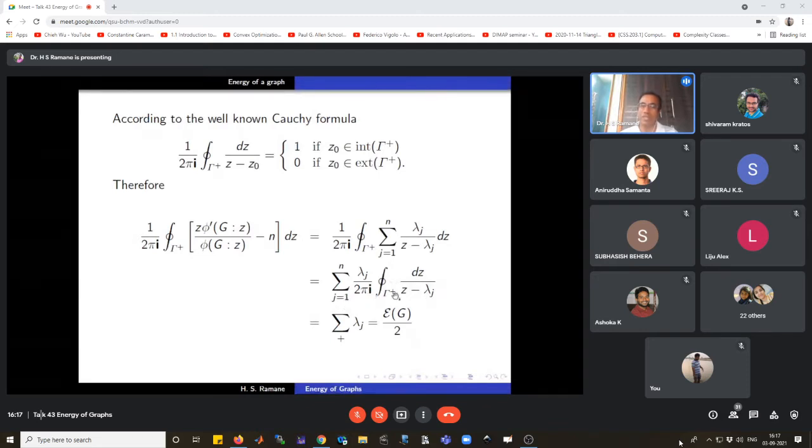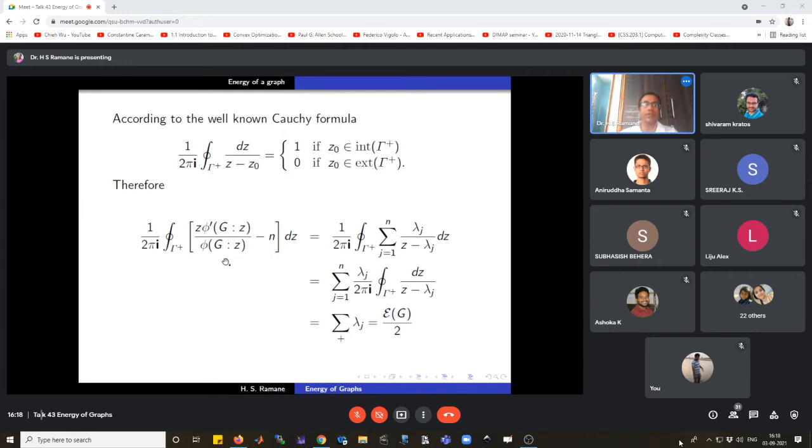Inside means only for the positive eigenvalues. So it is 2 pi into 1. That gives the summation of lambda j over the positive eigenvalues, and the summation of lambda j over the positive eigenvalues is nothing but half times the energy of G. Correct. So the energy of G, with these two cancelling, will be 1 by pi i times the integral of this term.